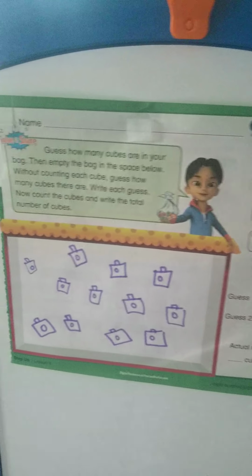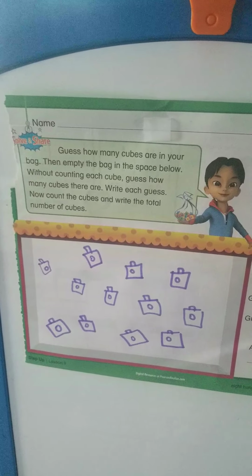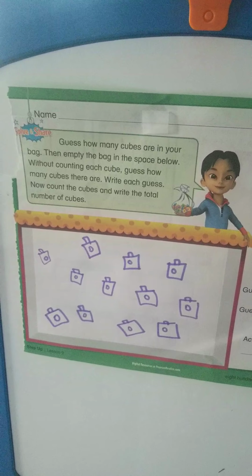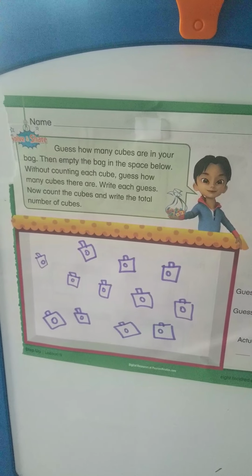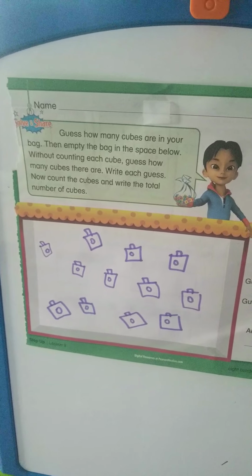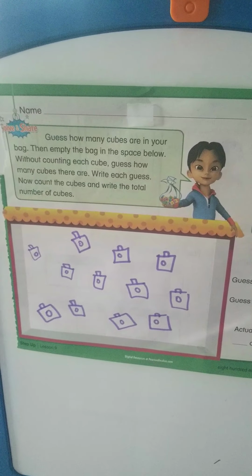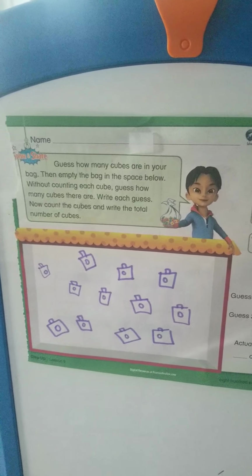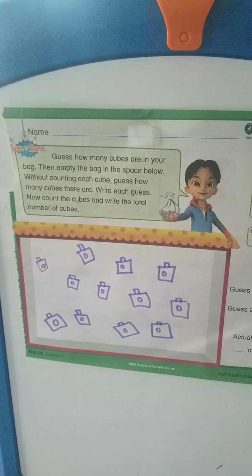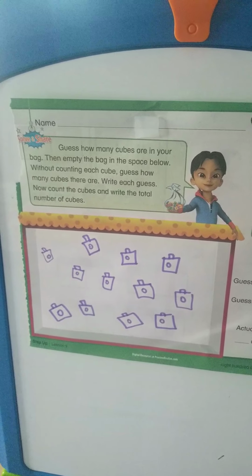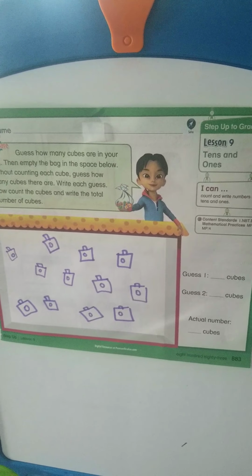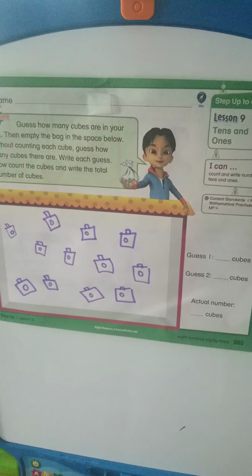Tens and ones. Guess how many cubes are in your bag. Then empty the bag into the space below. Without counting each cube, guess how many cubes there are. Write each guess. Now count the cubes and write the total number. Now, Mrs. Rattel does not have cubes at home, but I just drew out some cubes in the square for you. Without counting, we could make a guess as how many we think there are. Let's make a smart guess.